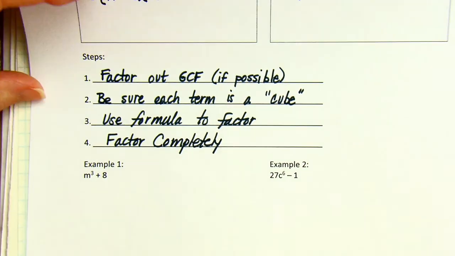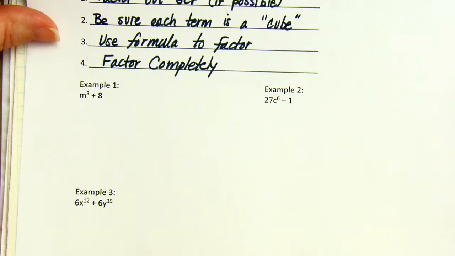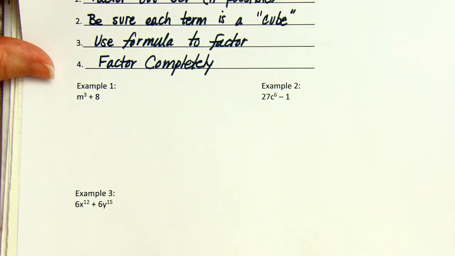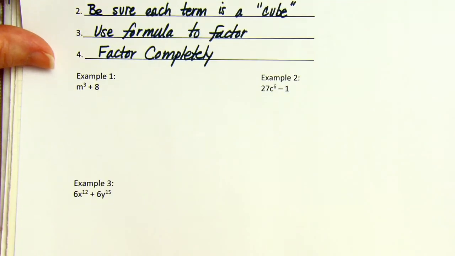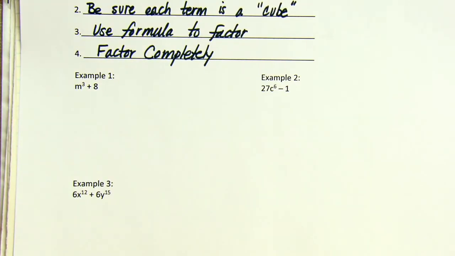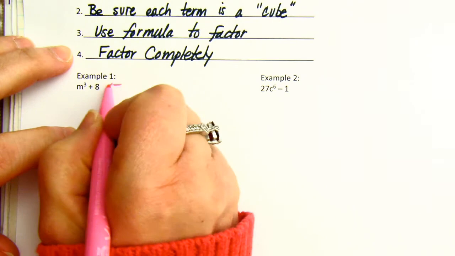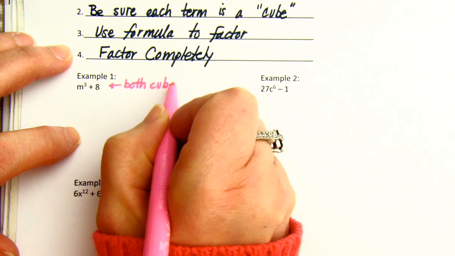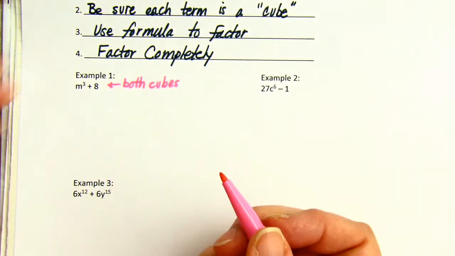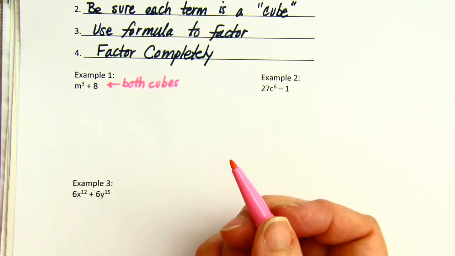All right, so this, again, is just really a review of factoring sum and difference of cubes. Here I have sum, here I have difference, here I have sum. M to the power of 3 plus 8. Folks, if you look at it, m cubed is a cube. 8 is also a cube. So these are both cubes. There's a sum, an addition sign in between. So we use that first formula.